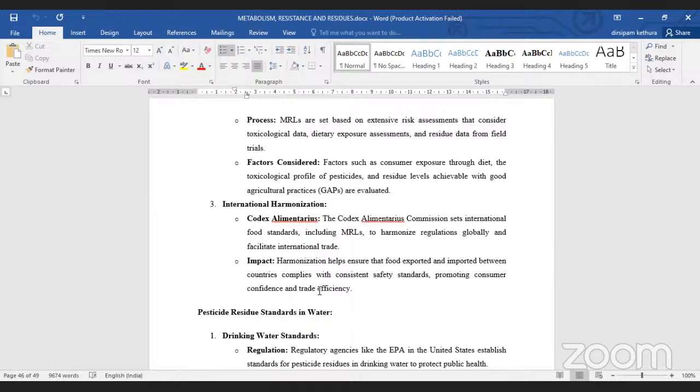The Codex Alimentarius Commission sets international food standards, including MRLs, to harmonize regulations globally and facilitate international trade. The harmonization helps ensure that food exported and imported between countries complies with consistent safety standards, promoting consumer confidence and trade efficiency. All these are about pesticide residue standards in foods.